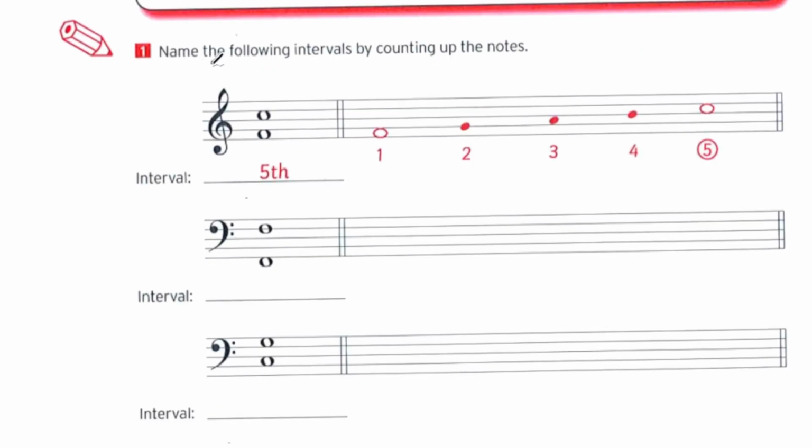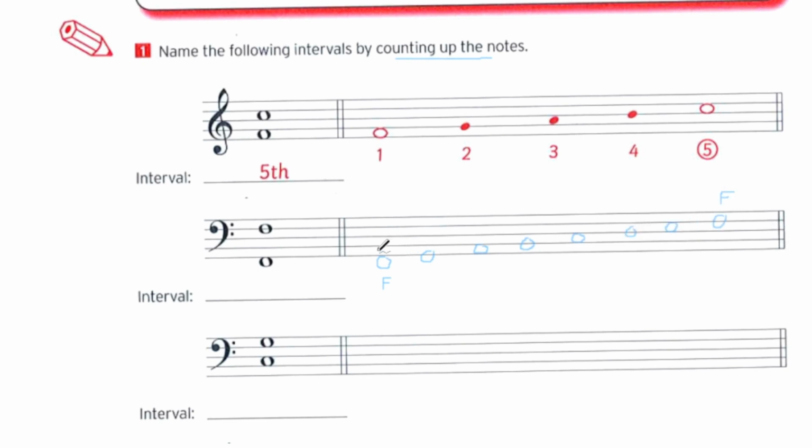Exercise 1. Name the following intervals by counting up the notes. All you have to do is draw the lowest note and the highest note, and let's see how many notes are in between to find out the distance. We are starting on an F. The next note is a G. Next note will be an A. Next note will be a B. Next one is a C. Next one will be a D.